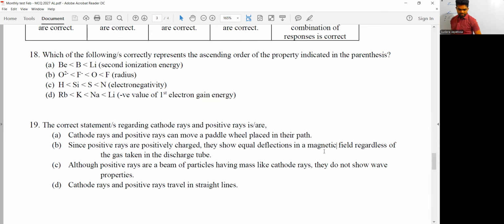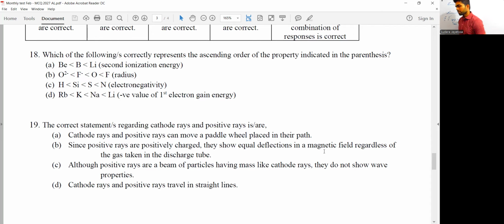And look at the C statement. Although positive rays are a beam of particles having mass like cathode rays, it's wrong. Positive rays and cathode rays have different masses. The mass of positive ray particles is larger than the mass of an electron. This one is 1840 times larger, the mass of H+. Okay, so they do not have wave property, that part is also wrong. They have wave properties. It depends on their size.